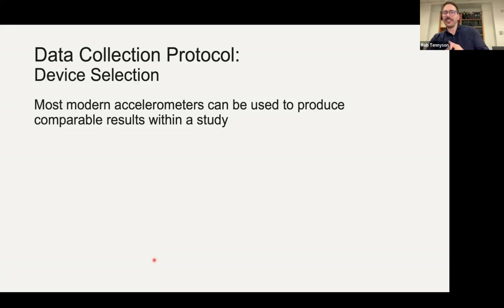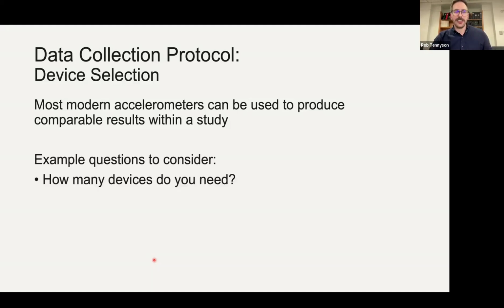So this isn't to say a Fitbit on your wrist will get the same thing as an Actigraph on your hip. Those two placements will give you completely different results, and I'm going to cover placement in a slide after this. Usually when considering what kind of device to use, here are some example questions. These are not all of them, and they will shift depending on your goals.